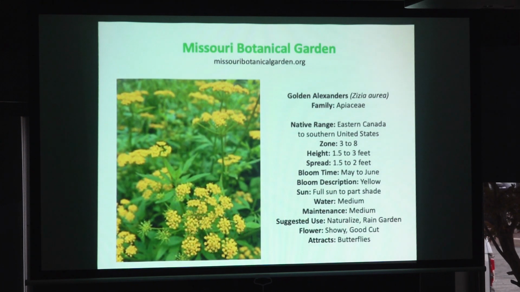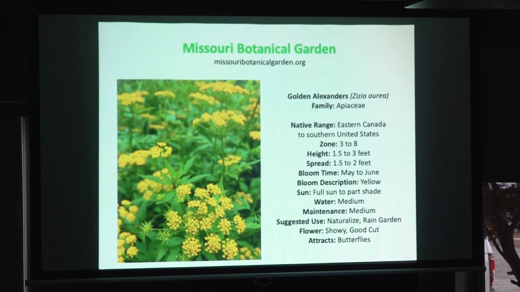Missouri Botanical Garden is another great resource on the web. It gives you a lot of practical information, such as the height and spread at maturity, when it will bloom, how much sun it needs, how much water it needs.